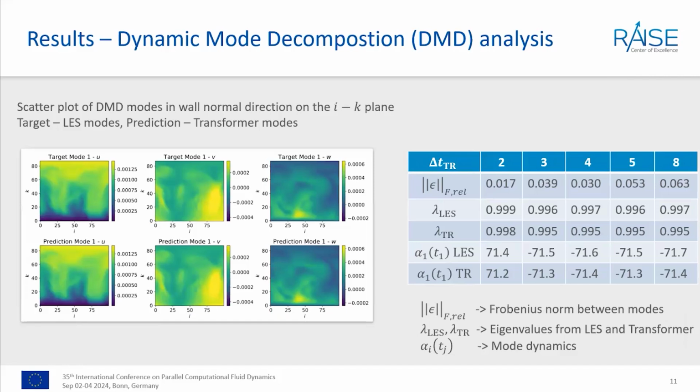We looked at, let's say, the relative Frobenius norm between the nodes, for instance. And what we see here in this table is that below delta T TR, so the transformer time step, of less than or equal to 5, we have a relative error of about 3%, which is quite good for this particular case. But of course, we should be careful about how many steps we use the transformer model for, because after a certain time, the errors start creeping up.